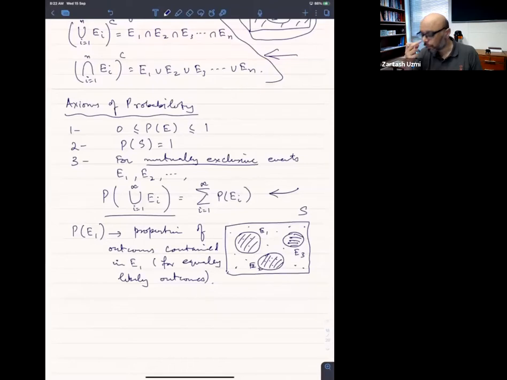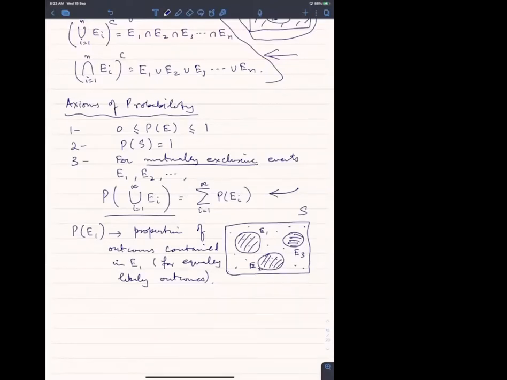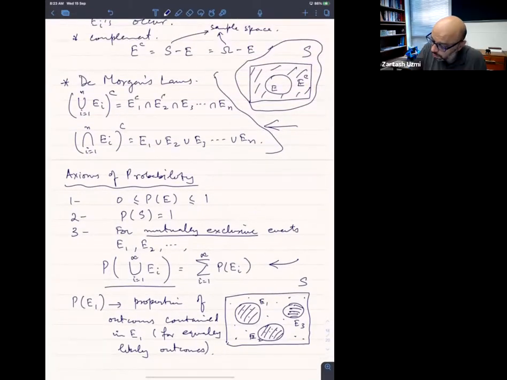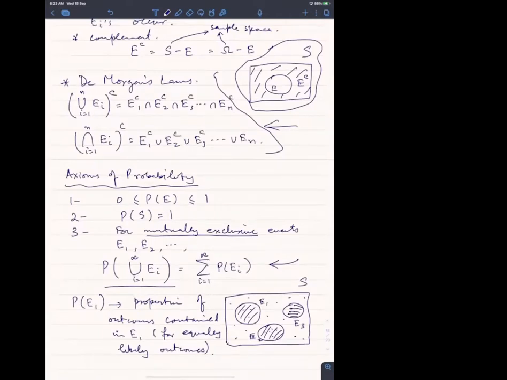Okay. Usman, you have a question? Please go ahead and ask. Sir, in De Morgan's law, wouldn't there be a complement of individuals on the right side of the equation? Yes, of course. Yes, of course. Thank you very much.